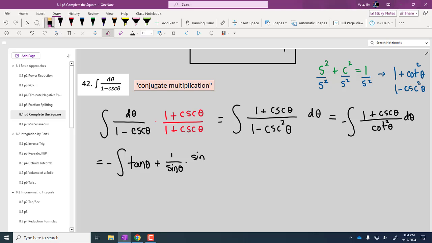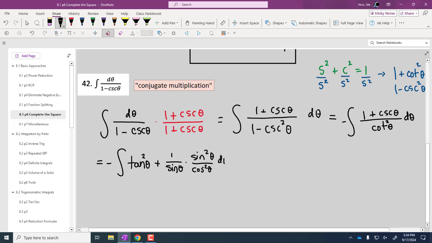That's cotan squared. So instead of tangent, what is this then? 1 divided by cotan squared? It's going to be tangent squared. And we're going to do the same thing that we were talking about. 1 over sine, but what is cotangent squared if we write it as a fraction with sines and cosines? So we're going to square it, so it's going to be sine squared of theta over cosine squared of theta. D theta.